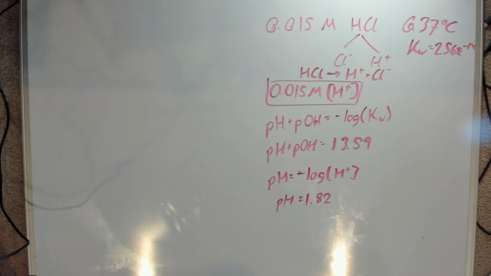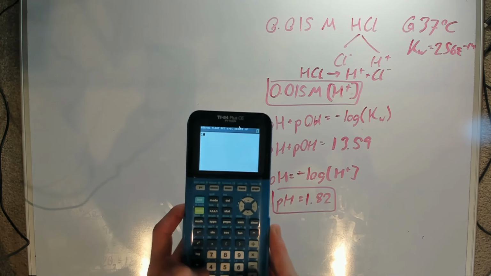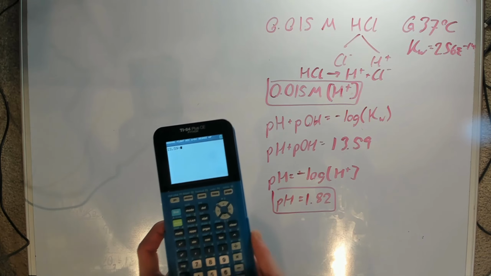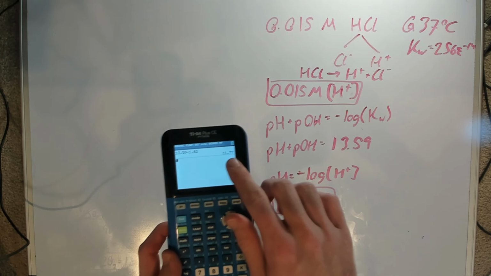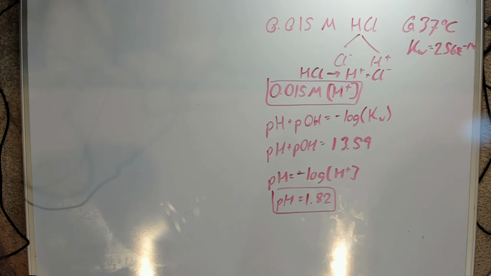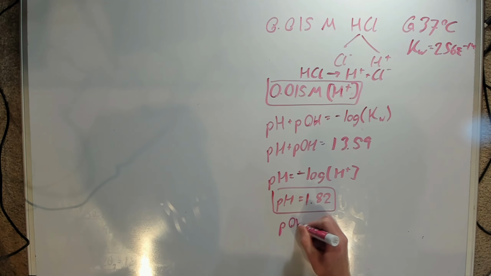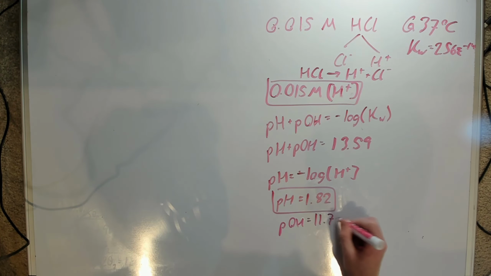But now pOH changes, because our concentration of OH minus is going to change since, again, our Kw changed. So that means that if pH is equal to this, we plug this back in, and then we get 13.59 minus 1.82 is equal to 11.77. So that means pOH is equal to 11.77.